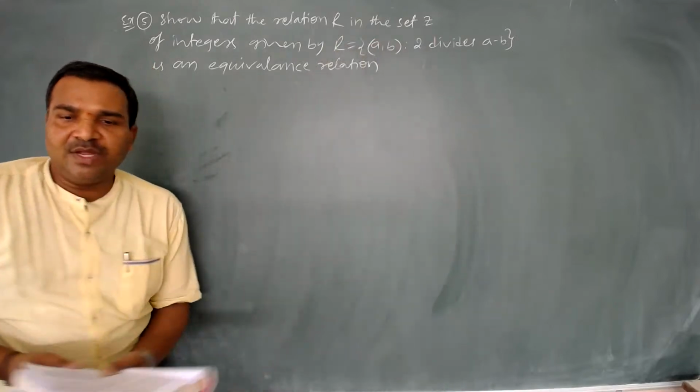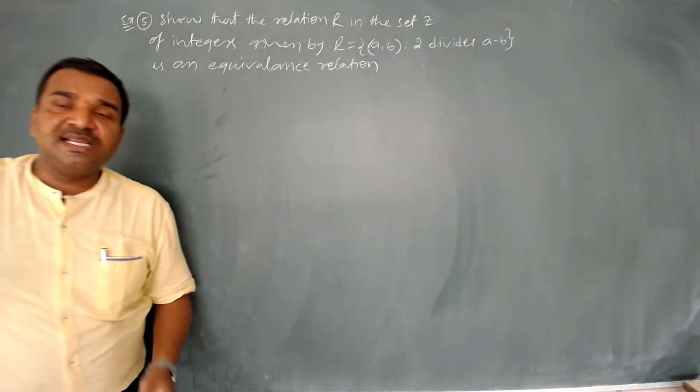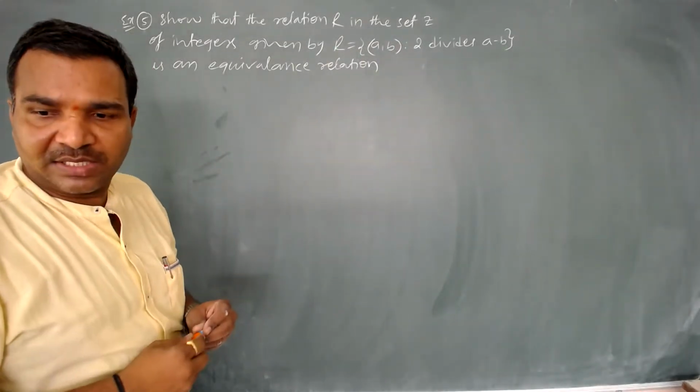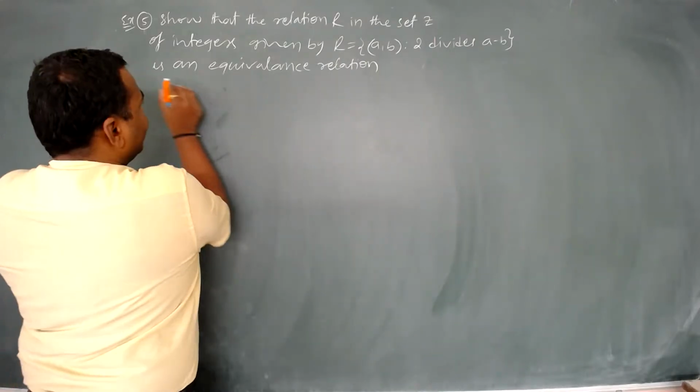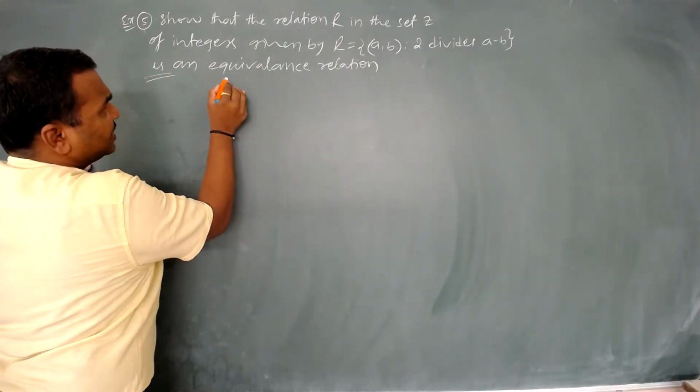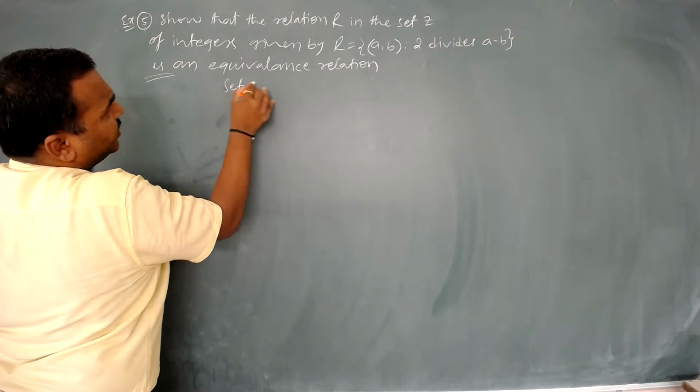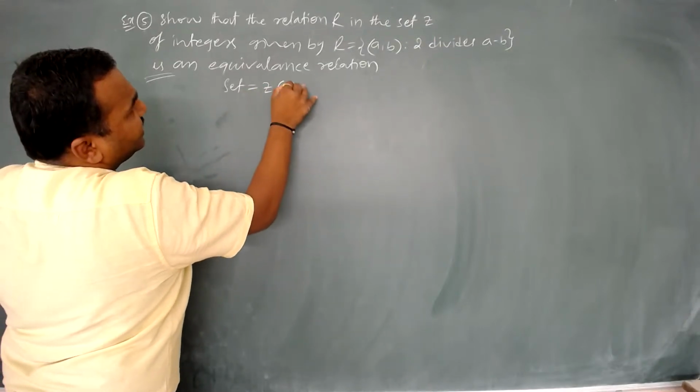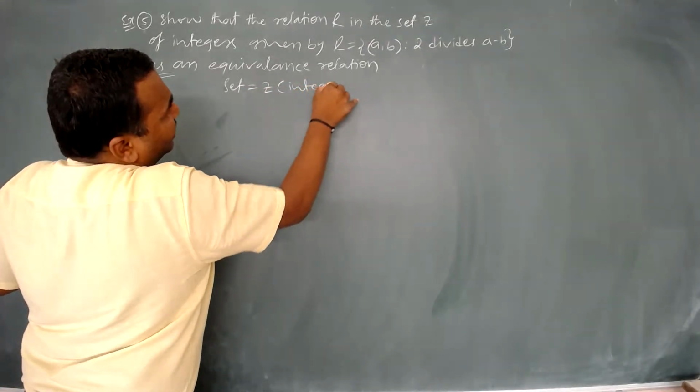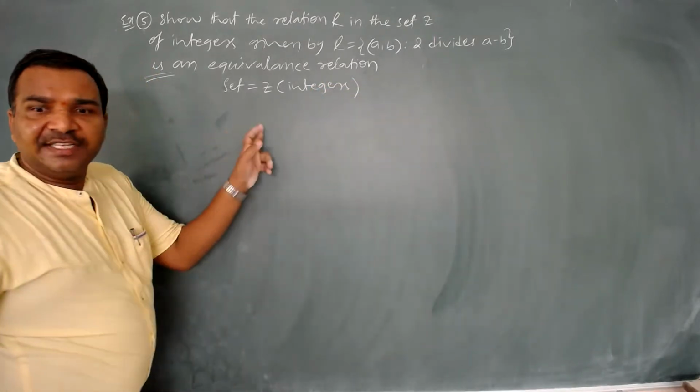This is the question. Now we have to prove this relation is an equivalence relation. Okay, we will check now. First, the given information I will write now. Set: what is the set? Z, integers. The given set is the set of integers.